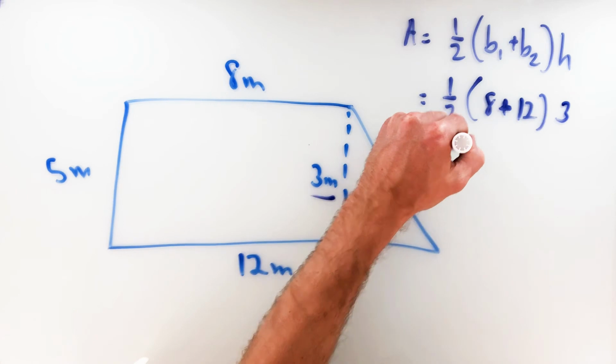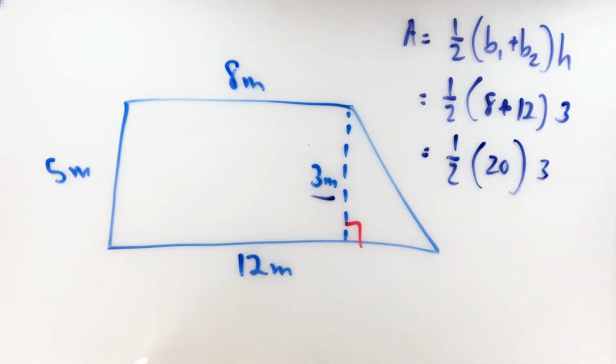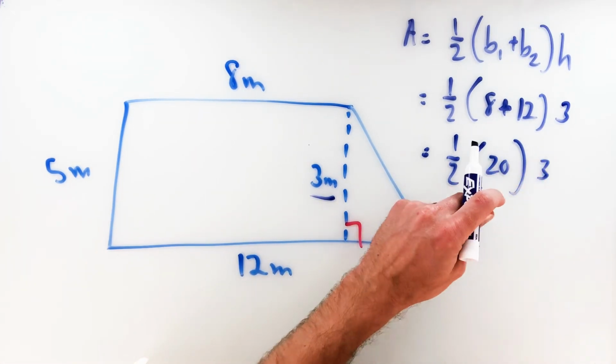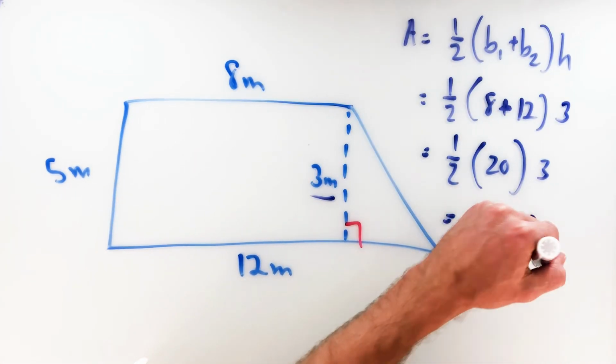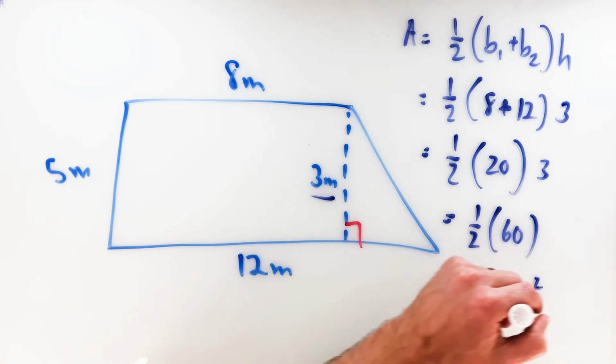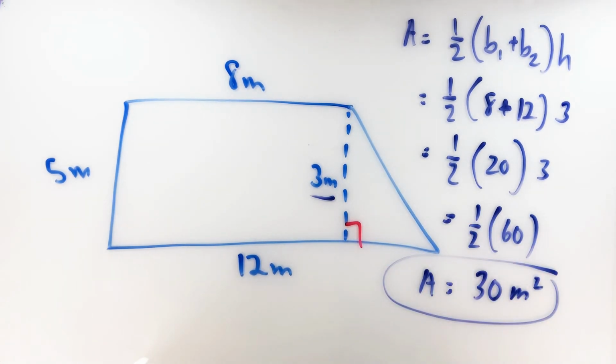Okay, so let's work through this one. 8 plus 12 is 20 times 3 on the outside. We'll go ahead and multiply first by the 3, so 20 times 3 is 60. And finally, half of 60 is 30, and we are in meters this time. So the area of that trapezoid is 30 square meters.